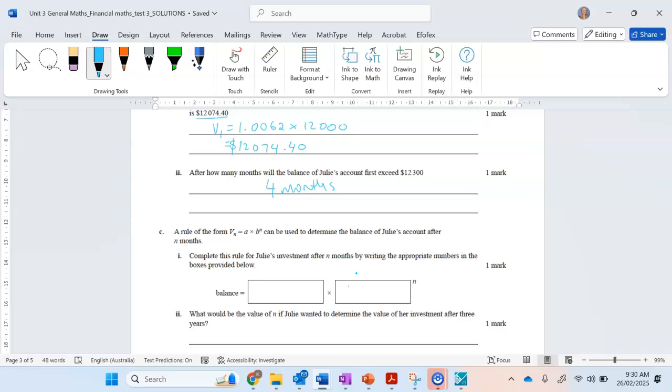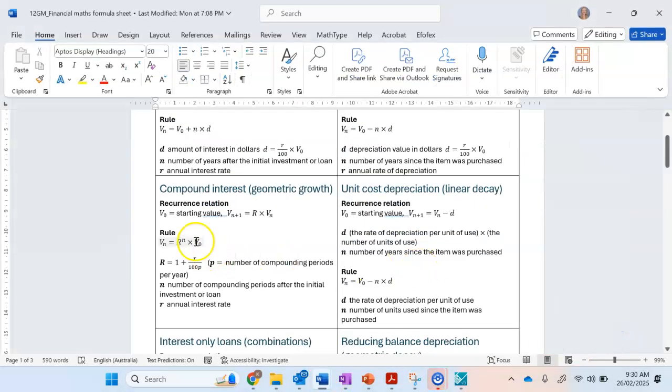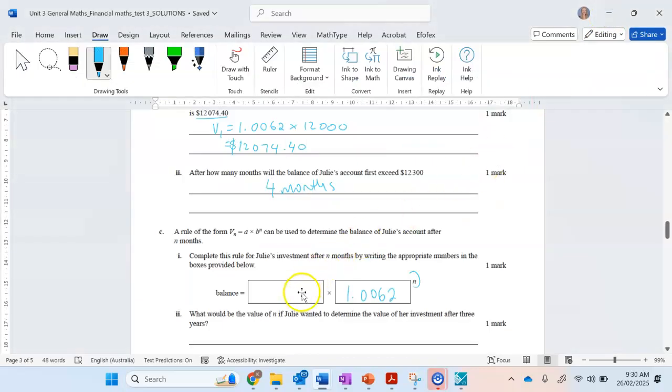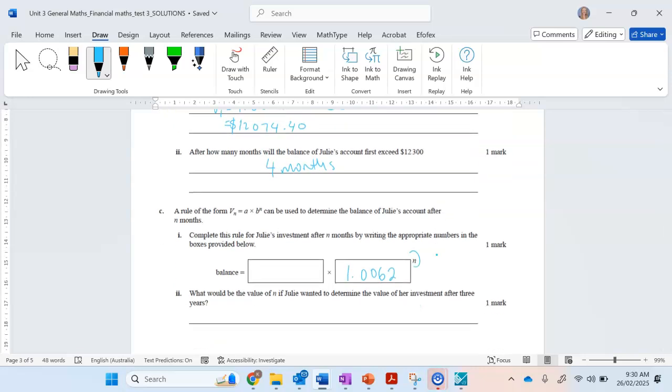So the 1.0062 will go there because we've got the power of n. And then the other part is V0. So we're going to put the starting value in this box, which was 12,000. You should notice that when you multiply two numbers together, it doesn't matter the order, but because you've got the power of n here, you do have to put that 1.0062 in.